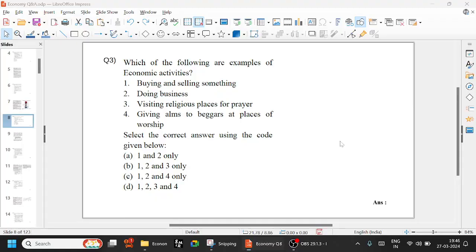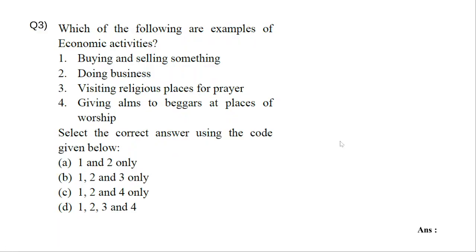So let us look at the third question. Which of the following are examples of economic activities? Buying and selling something is, yes, an economic activity. Doing business is also an economic activity. Visiting religious places for prayer, and giving alms to beggars at places of worship. So these two are economic activities.